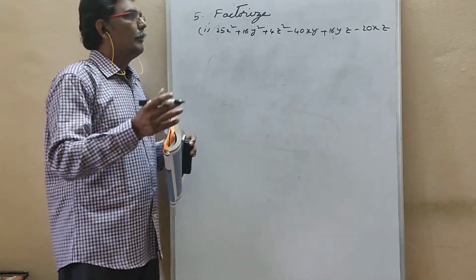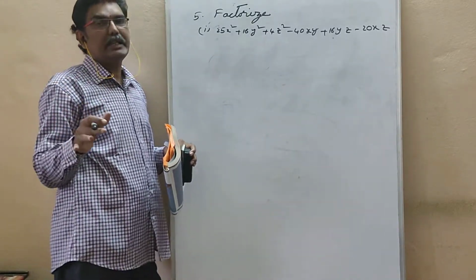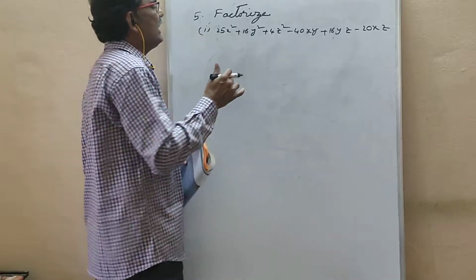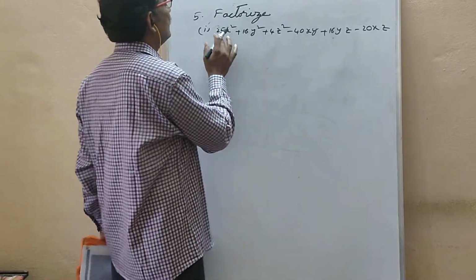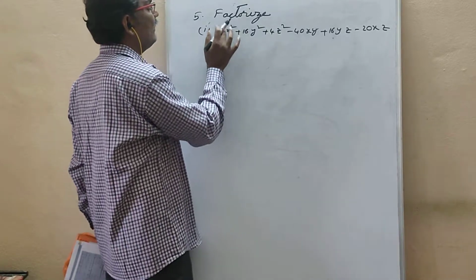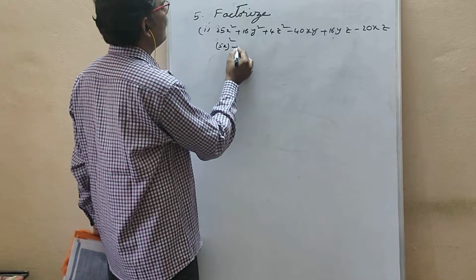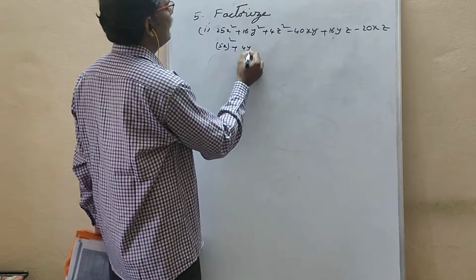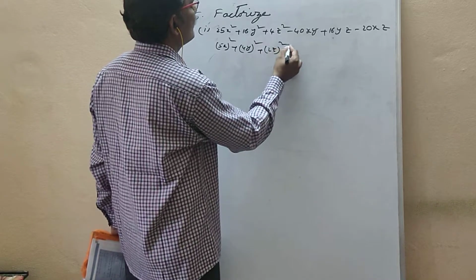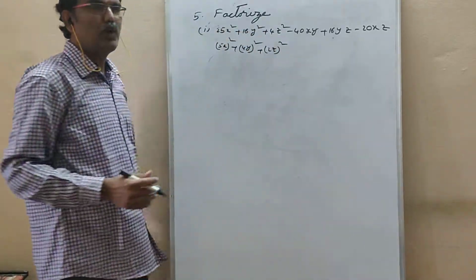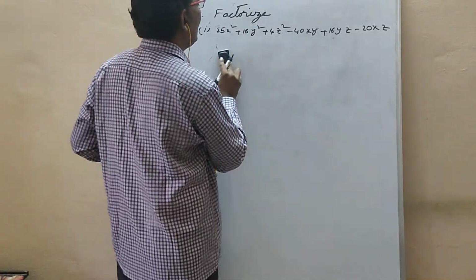So here, by seeing this, you should understand one identity again. What identity will come? It is a perfect square. 25 means 5 square, so 25x square you can write as (5x) whole square. This you can write as (4y) whole square. This you can write as (2z) whole square. Means these three are what? Perfect squares.